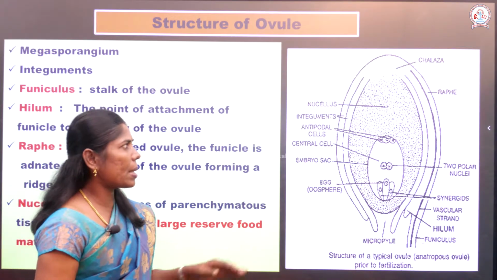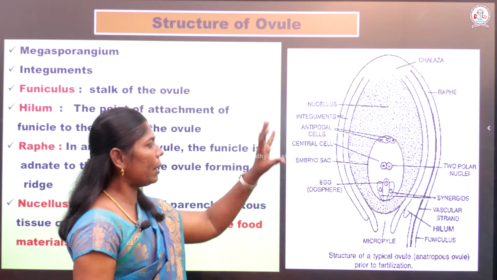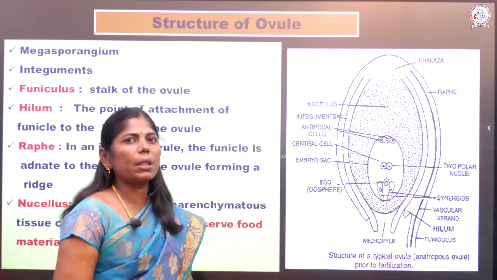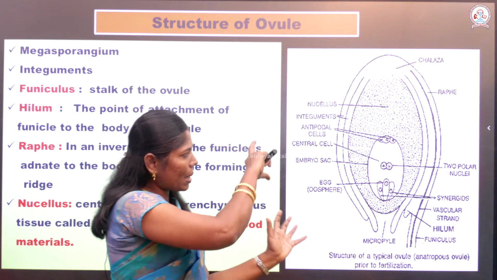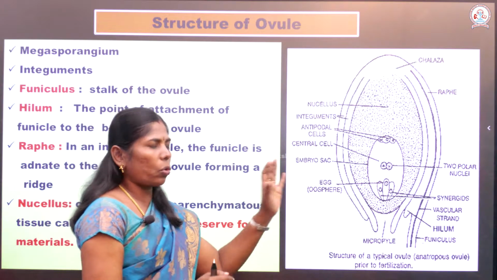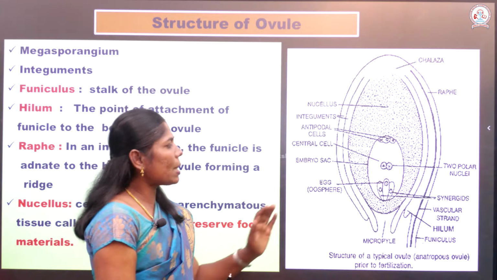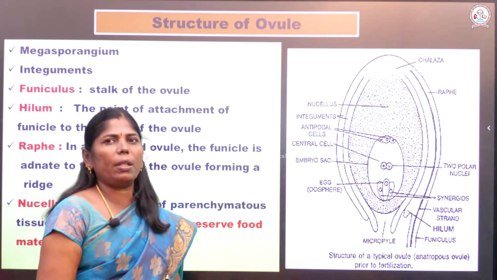So actually this is the structure of ovule. This is an inverted ovule. They have completely turned the portions. That is an inverted ovule. Actually the ovule can be straight. If you keep it straight, that is a straight ovule, which we call an orthotropous ovule. So this is known as an inverted ovule.